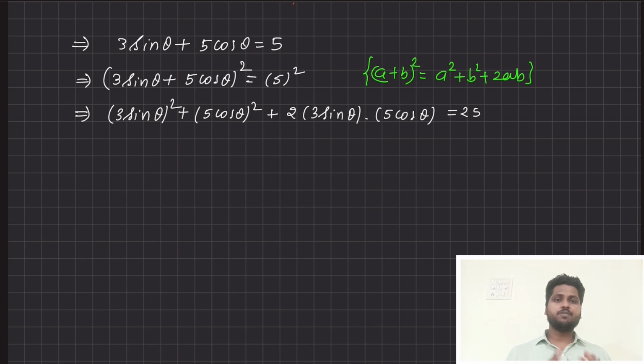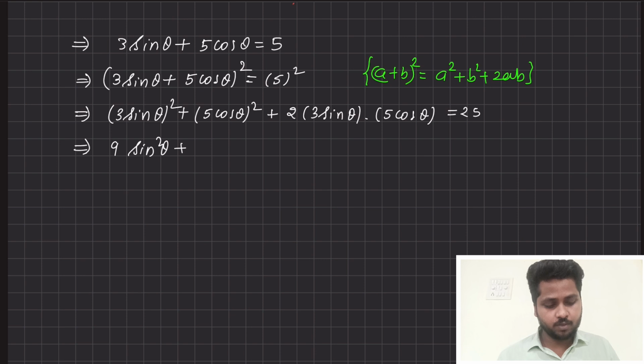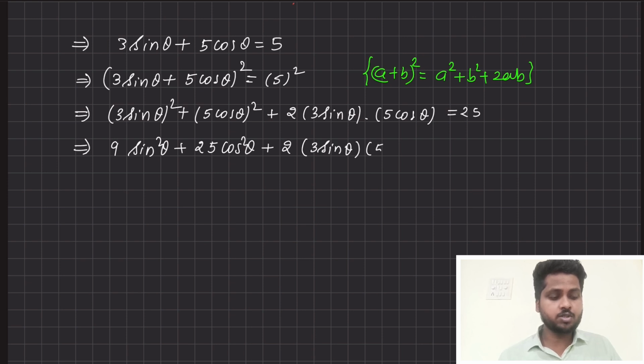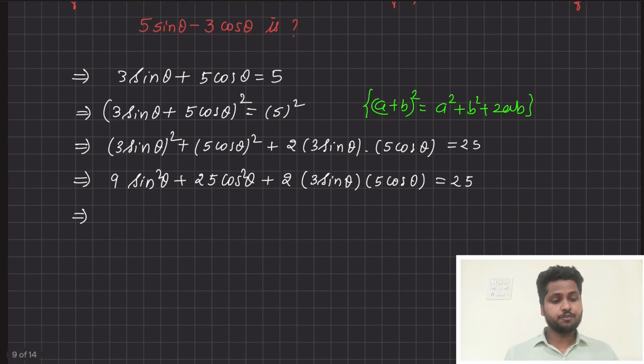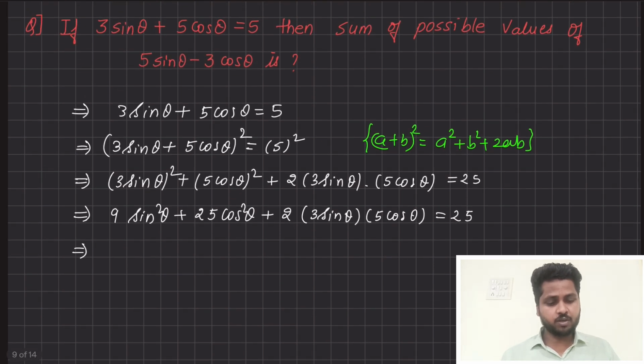Now what I will do is I will just solve the question. We get 9 times sine square theta and 5 cos square theta will be 25 cos square theta. Here just keep this 3 sin theta as it is, and 5 cos theta is also as it is. Okay, my dear student, now sin theta must have 5 as a coefficient and cos theta must have 3 as a coefficient. So I need to change this sin in terms of cos and this cos in terms of sin.